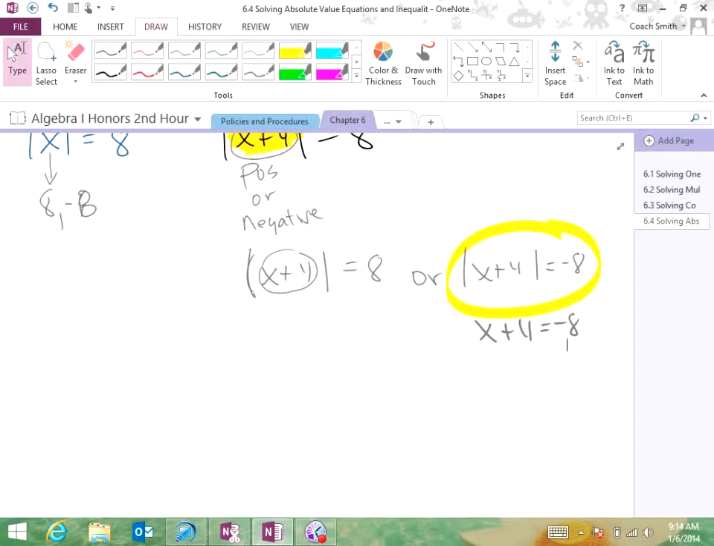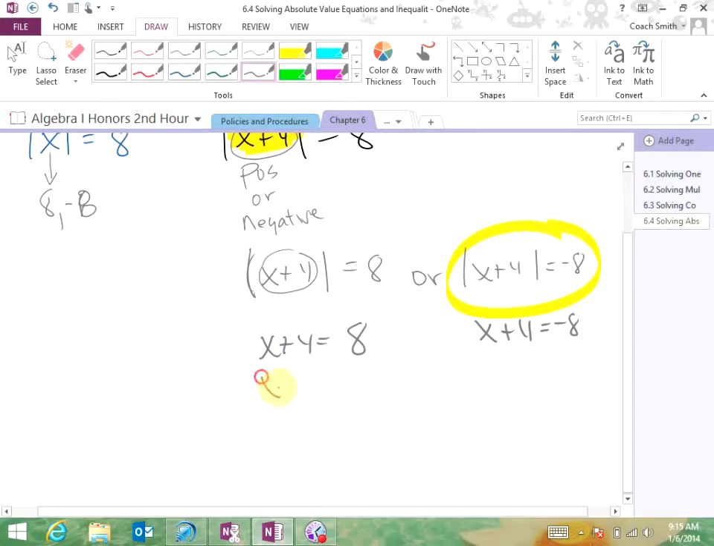If I take this and I solve it, the only way that I can solve it is that I have to get rid of the absolute value sign. To get rid of the absolute value sign, I have to set the equation equal to the positive answer of it and the negative answer of it. And that's what I've done with those two expressions. Now I just solve it.